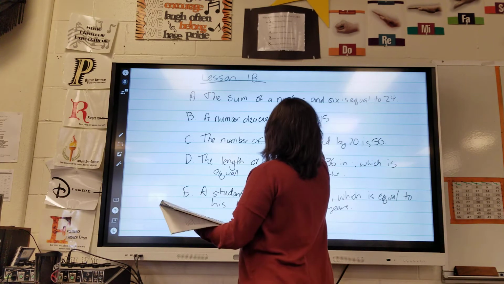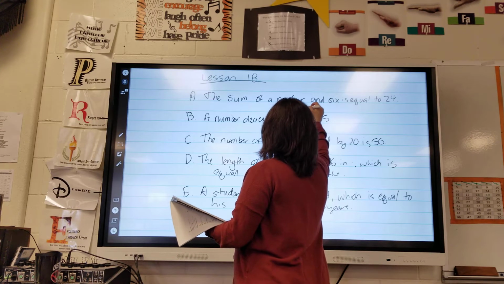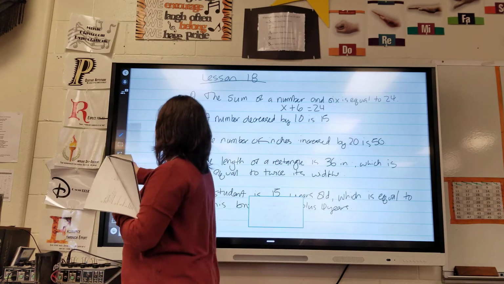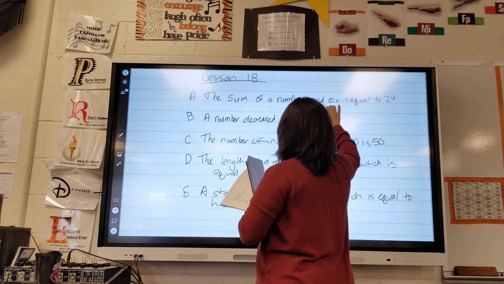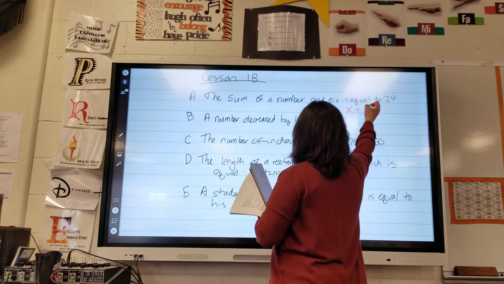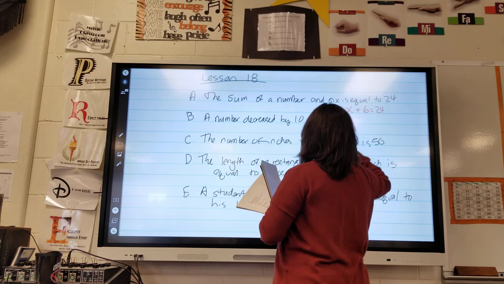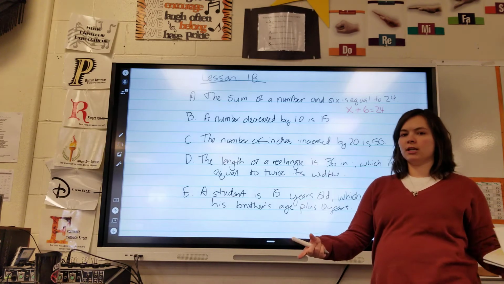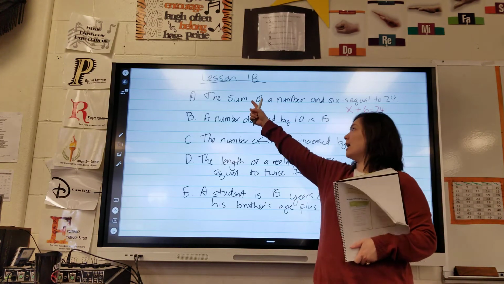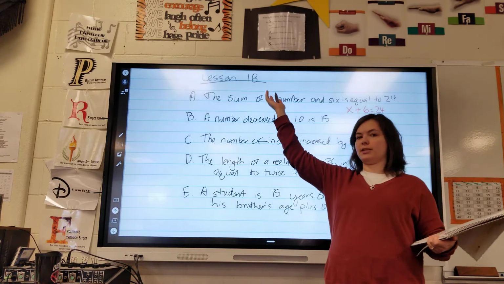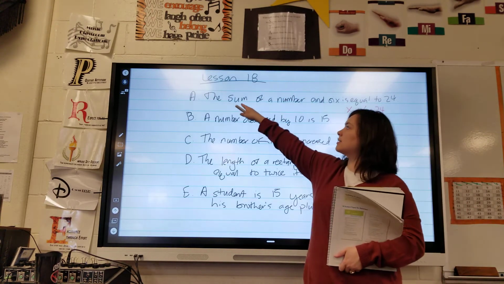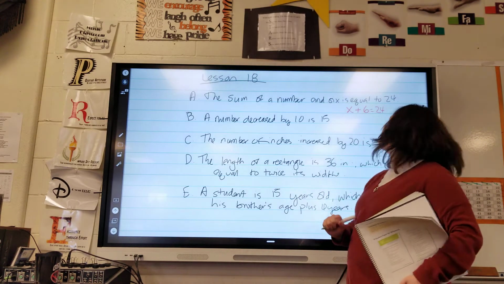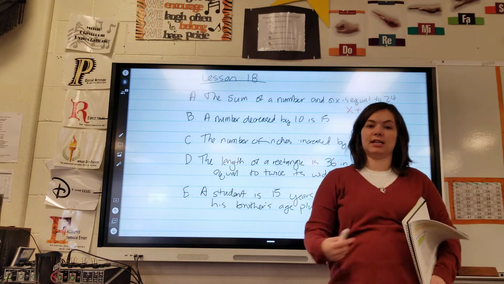You should have written x plus 6 is equal to 24. And to make this really clear, I'll start using a different color so that you can see it very easily. x plus 6 is equal to 24. When I'm doing these, I'm always looking for the unknown because that's where my variable is going to go. So like the sum of a number, we don't know what the number is. That's your x, and we know it's a sum, so we're adding. And 6, oh, we do know what that one is, equal to 24. Equal tells us it's going to be an equal sign.